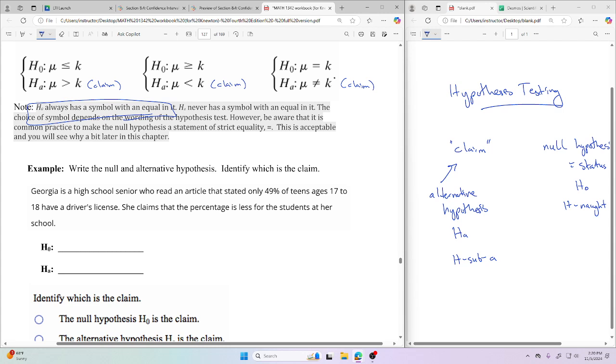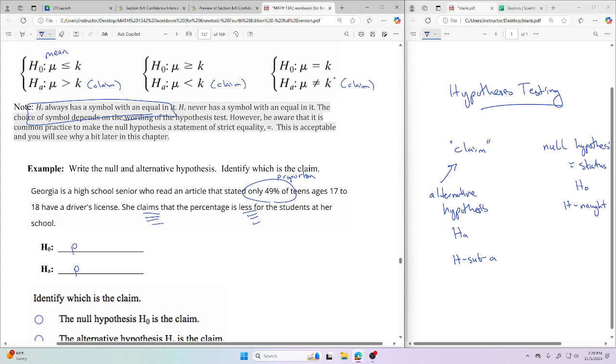So, Georgia is a high school senior. She read an article: only 49% of teens have a driver's license. She claims that the percentage is less for students at her school. So what would the null and alternative hypothesis look like? First off, we're going to start with a P. Don't we have a percentage right here? Now notice that up here they had this mu. This stands for mean. But here we have a P, so that's going to be a proportion. So we're going to use a P for that.